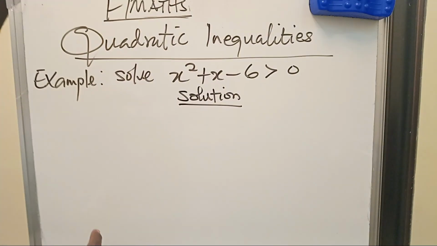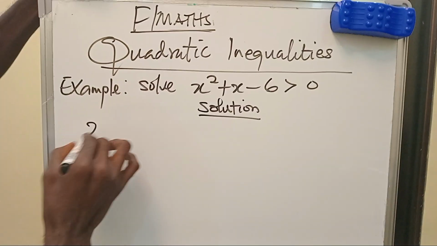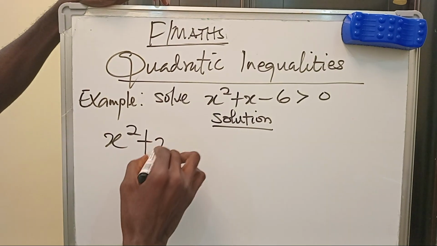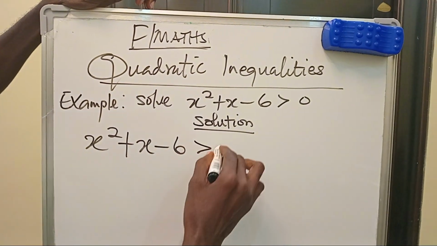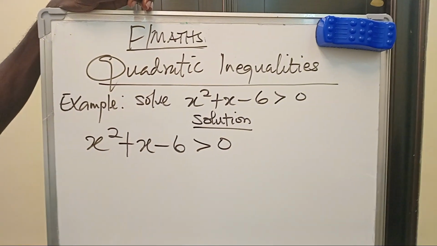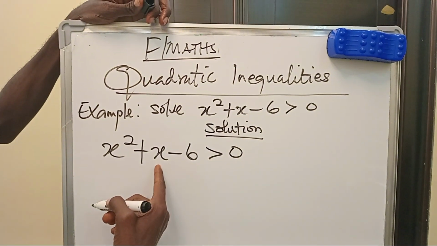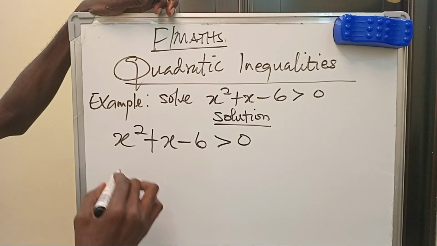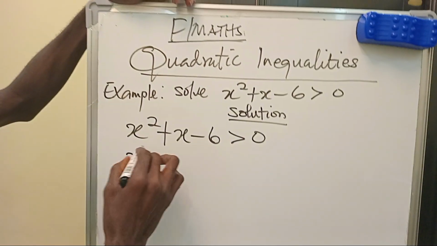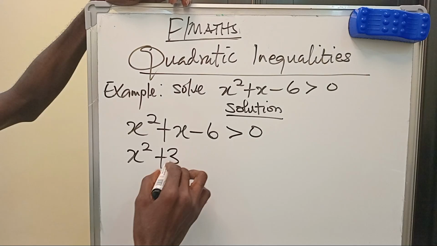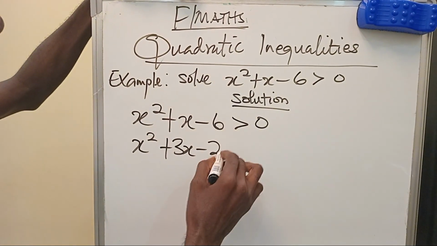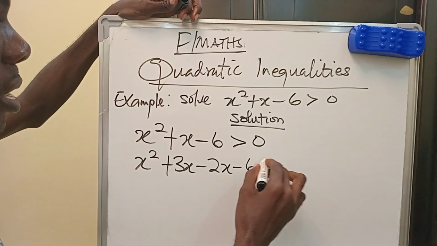We are going to solve this quadratic inequality: x squared plus x minus 6 greater than 0. In this case, we have to look for two factors whose sum will give us the middle number and whose product will give us AC. So we have x squared, then plus 3x minus 2x minus 6 is greater than 0.